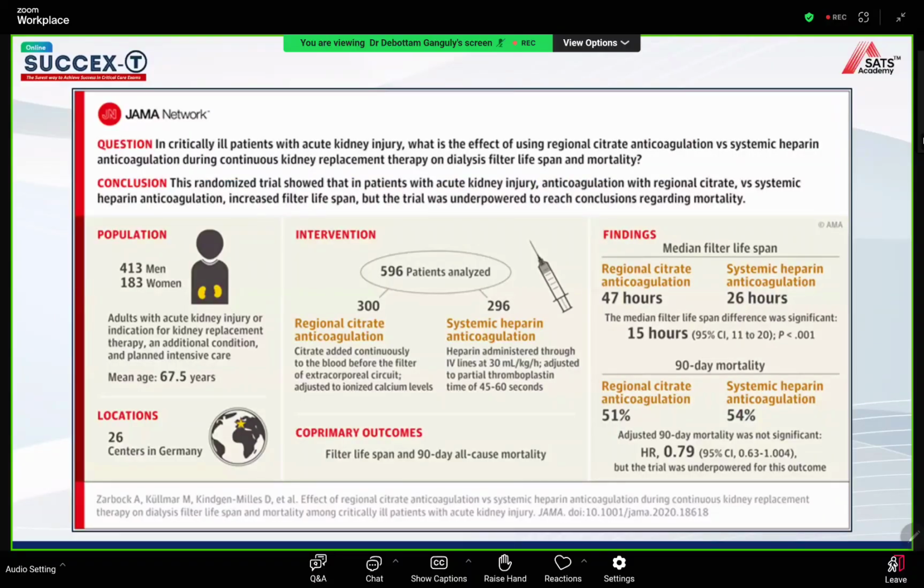This is an article published in JAMA actually, in critically ill patients with acute kidney injury, regional citrate anticoagulation versus systemic heparin anticoagulation. They had 596 patients analyzed, and 300 of them used regional citrate anticoagulation and 296 systemic anticoagulation. And the outcome actually shows that 90 days mortality is not clinically significant, but with regional citrate anticoagulation, the filter lifespan is improved.